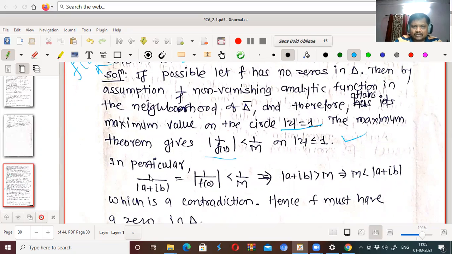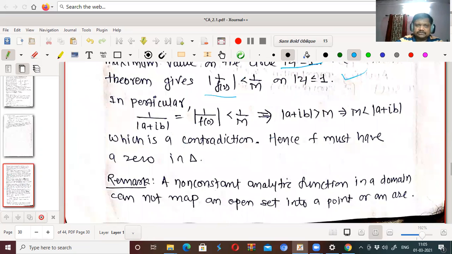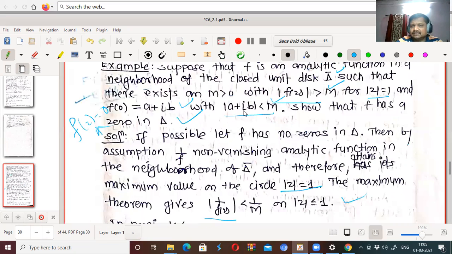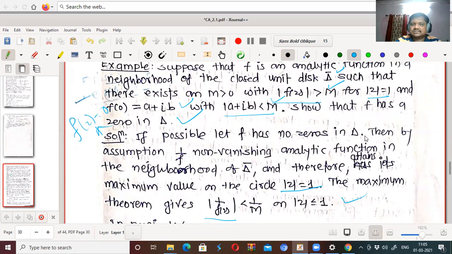In particular, 1 upon mod of a plus ib, if I took z equal to 0, equals 1 upon mod of f(0), because f(0) equals a plus ib, which we have been given. This is less than 1 upon m, which implies mod of a plus ib is greater than m. That is, m is less than mod of a plus ib, which is a contradiction, because we have been given that m is greater than mod of a plus ib. This arose because we considered that f has no zero in this disk, and therefore f must have a zero in this disk delta.